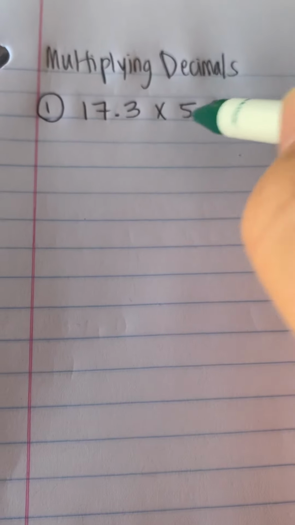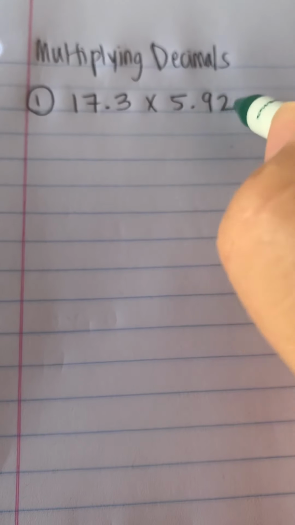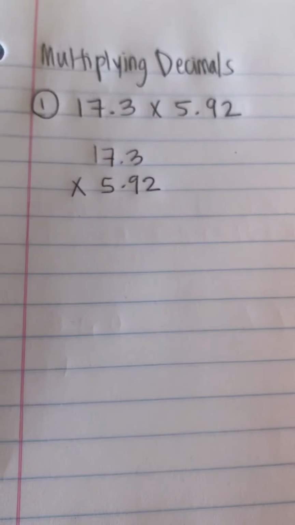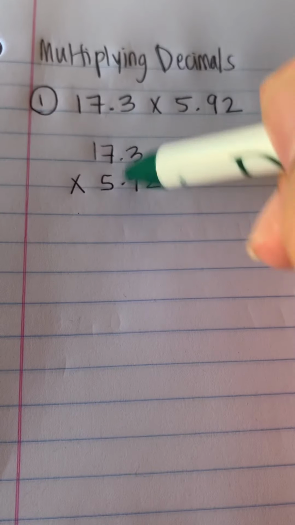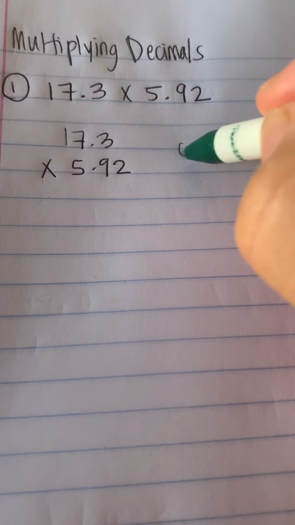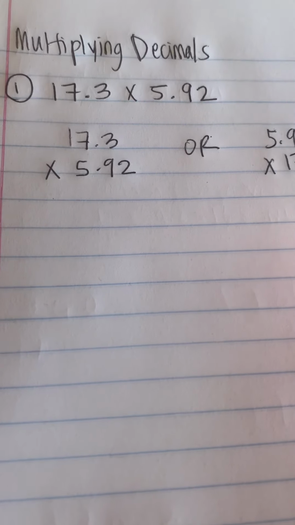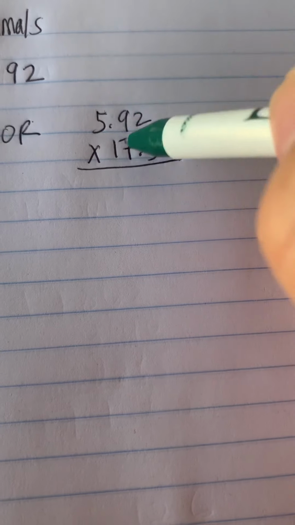What you want to do is, the way this problem is written is horizontal, but you want to write it vertically. That way you can do your place value at the end easier. So I'm going to write this problem out vertically. And as you can tell, the decimals are lined up, but you don't have to have them lined up. You can also write this as 5.92 times 17.3. Either way, you're going to get the same answer. But I'm going to do this example just because I like the way the numbers are lined up. So when you multiply decimals, you want to line up the numbers, but not the decimals. Okay? So let's go ahead and start.